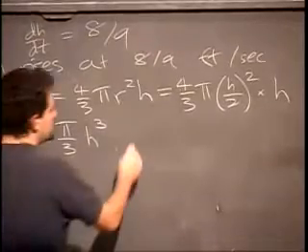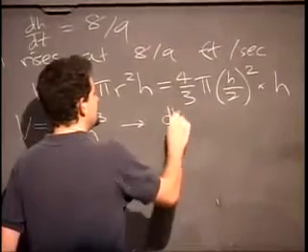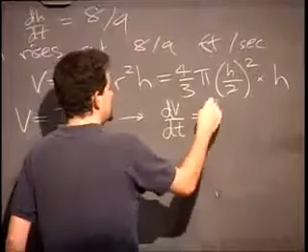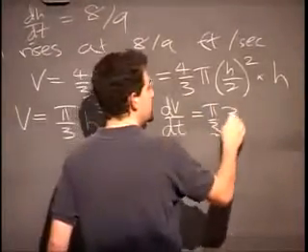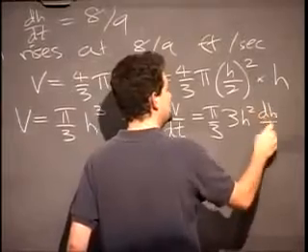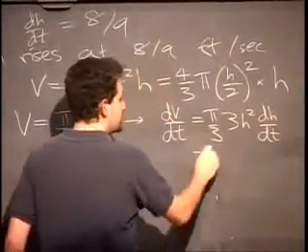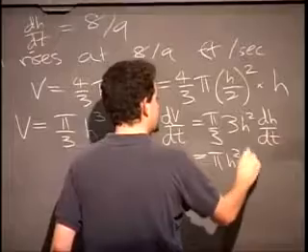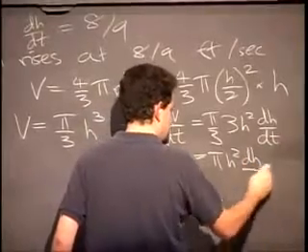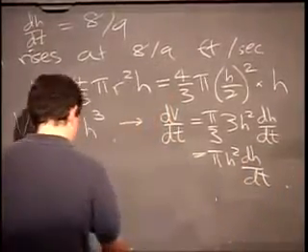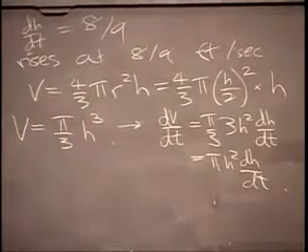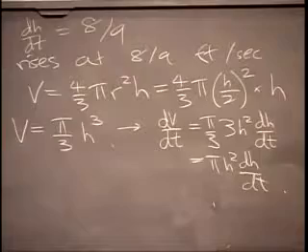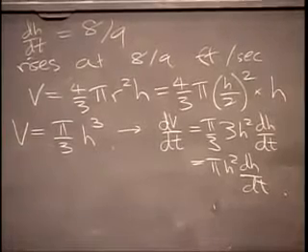I just differentiate this implicitly, and I get dV/dt is pi over 3 times the derivative of h cubed, which is 3h squared dh/dt. And this works out as pi h squared dh/dt. Well, that's a little bit simpler, isn't it, than all that other mess there? But it's good to know that we can do it. dV/dt is pi h squared dh/dt.